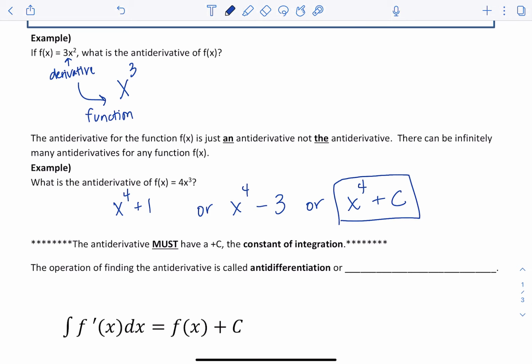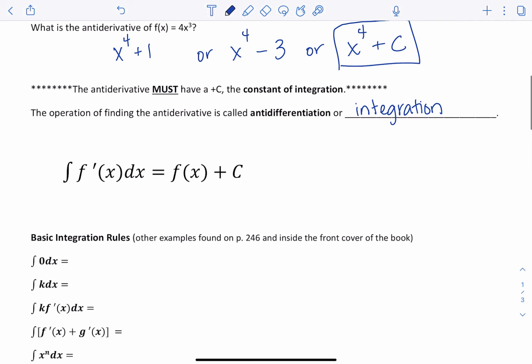Now when we talk about finding the antiderivative, sometimes you hear the word antidifferentiation, but typically we call this integration. So the verb that we're doing here, we are integrating or we are doing integration. And this is the major rule here for integration. If you are integrating a derivative, you are finding its original function, but there could be a constant. We really don't know. There's no way of knowing that. So we'll always put a plus c for that.